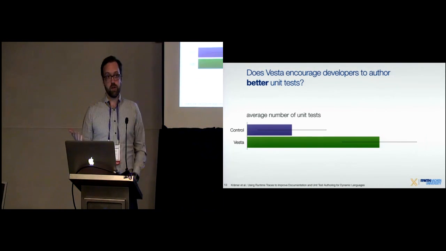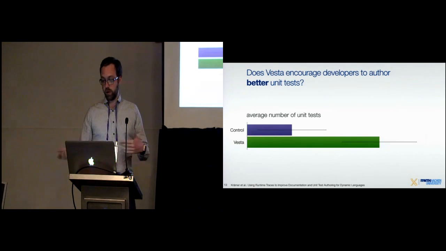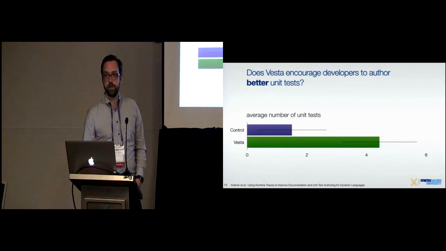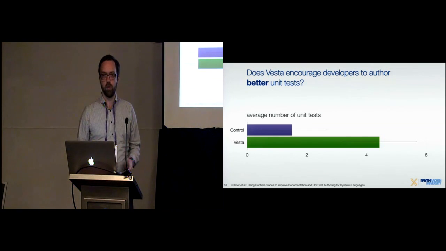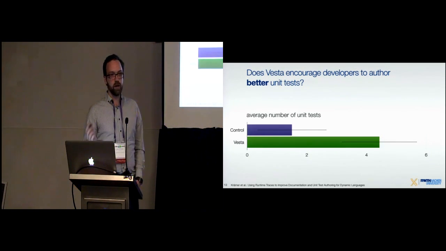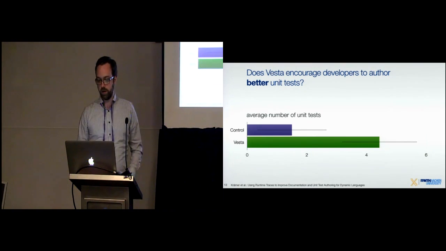When we ask the same question for unit tests, we see that the average number of unit tests created throughout the trial went up significantly when using Vesta. However, once I reveal the axis, you will probably figure out that the number of unit tests created is pretty low in both conditions, so we can't really call that a success. But the question is, why did the documentation editor work and the unit test editor provide these mediocre results?